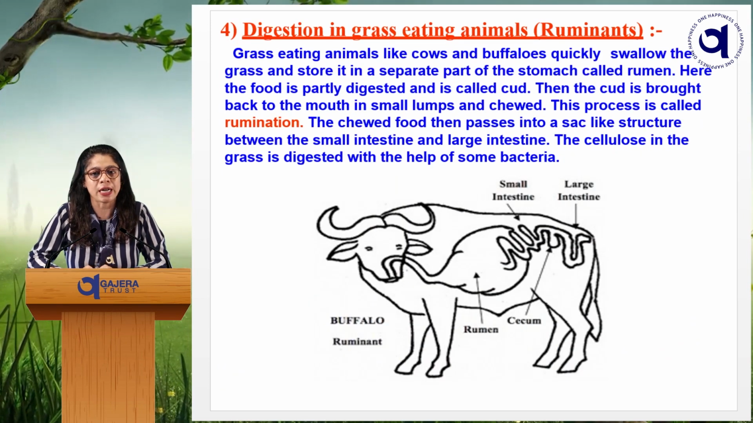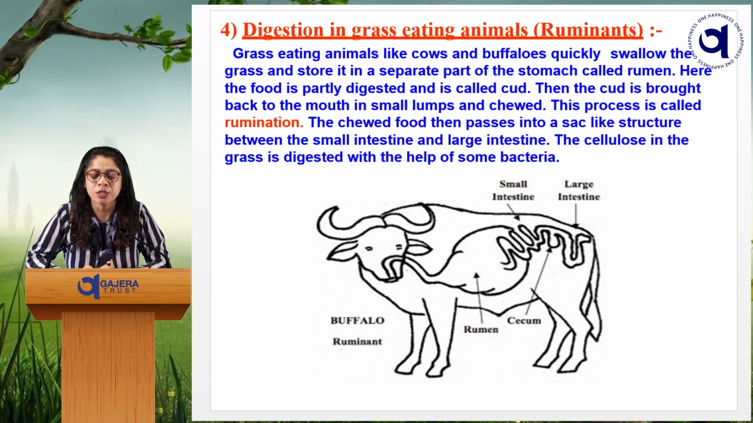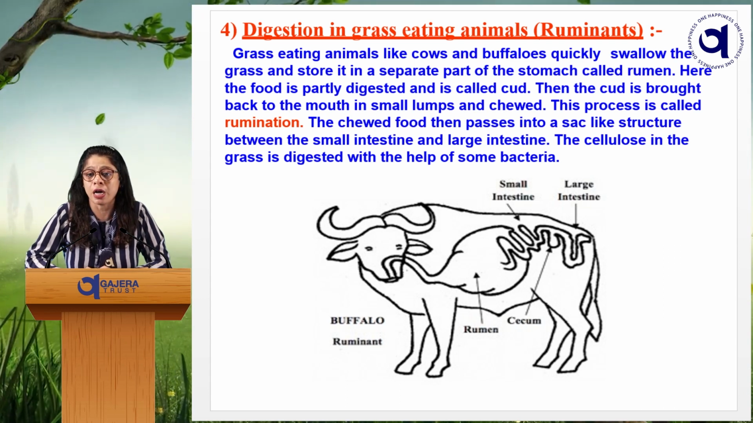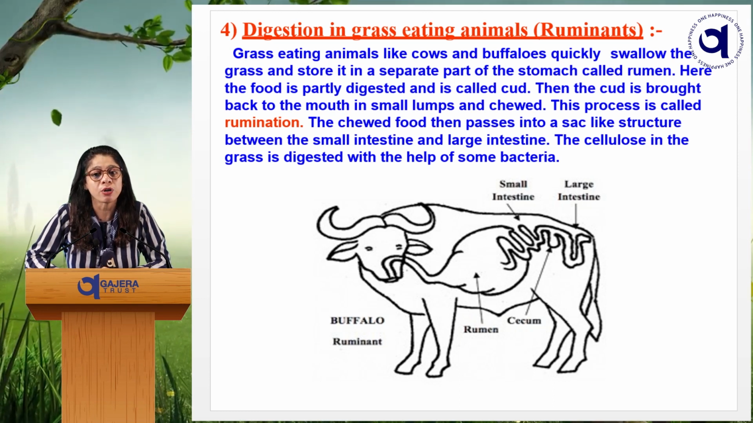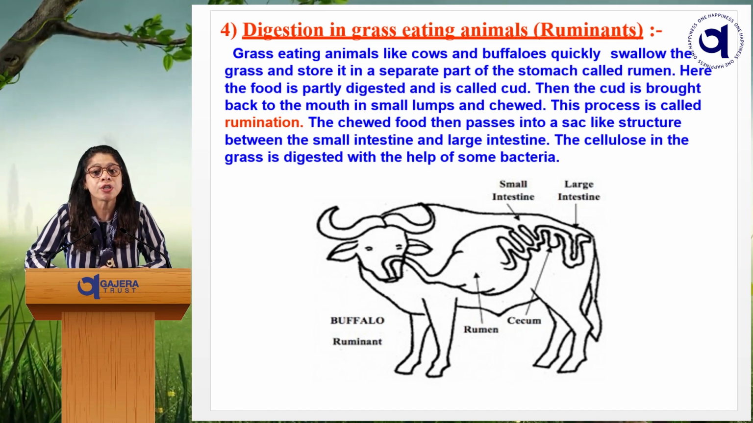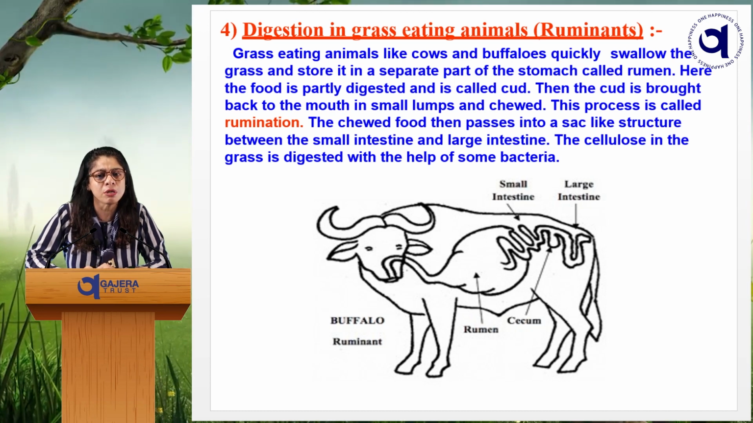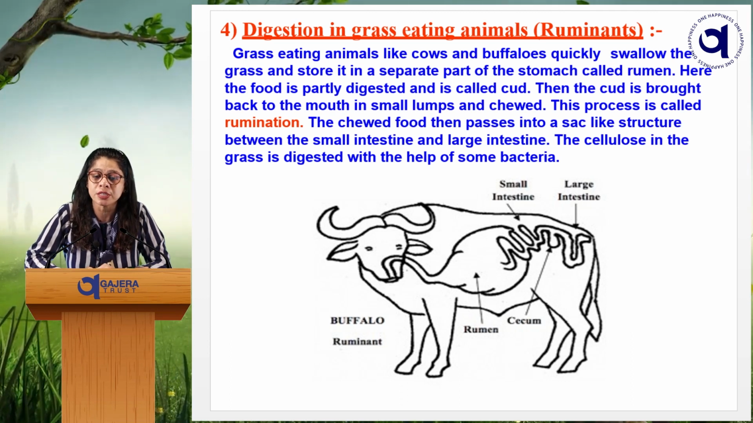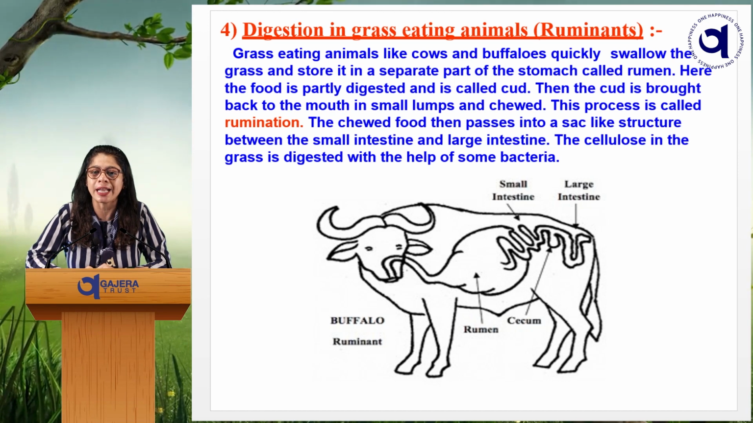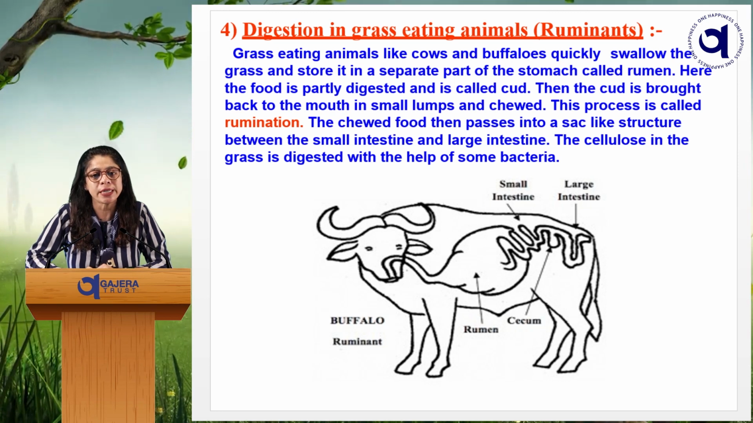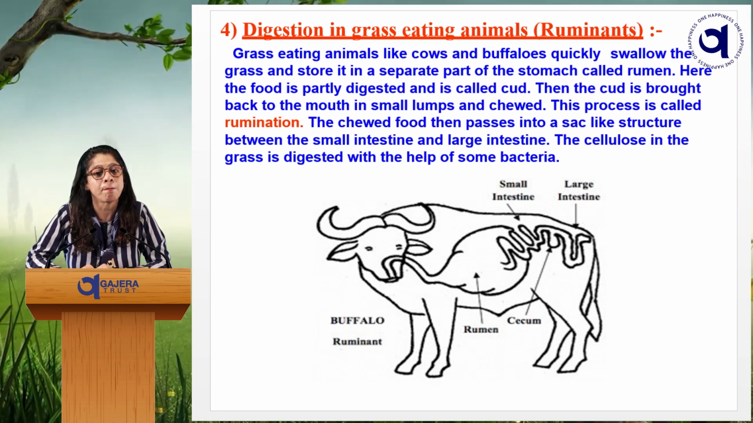Now, digestion in grass-eating animals, that means ruminant animals. Students, ruminant animals means domestic animals. Grass-eating animals like cow and buffalo quickly swallow the grass and store it in a separate part of the stomach called rumen. Here, the food is partially digested and is called cud. The cud is brought back to the mouth in small lumps and chewed. This process is called rumination. The chewed food then passes into a sac-like structure between the small intestine and large intestine. The cellulose in the grass is digested with the help of some bacteria.